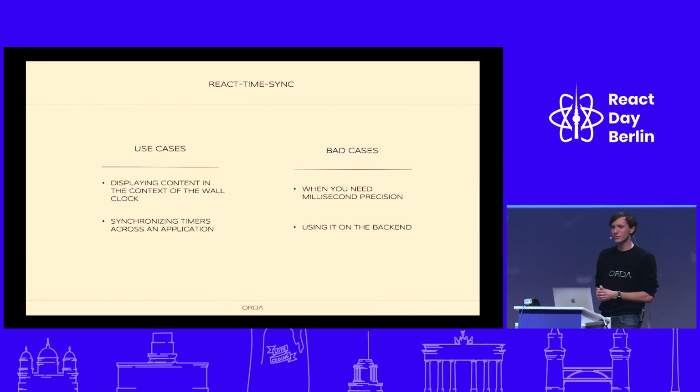Last summary, when should you use this? If you display something in the context of a wall clock time, and I really urge you to challenge your applications and check it out, because very, very often you are doing this, even although we don't expect that we have time in there. And if you want to synchronize timers across an application, so if you want to have everything update at the same time. Don't use it when you need millisecond precision.